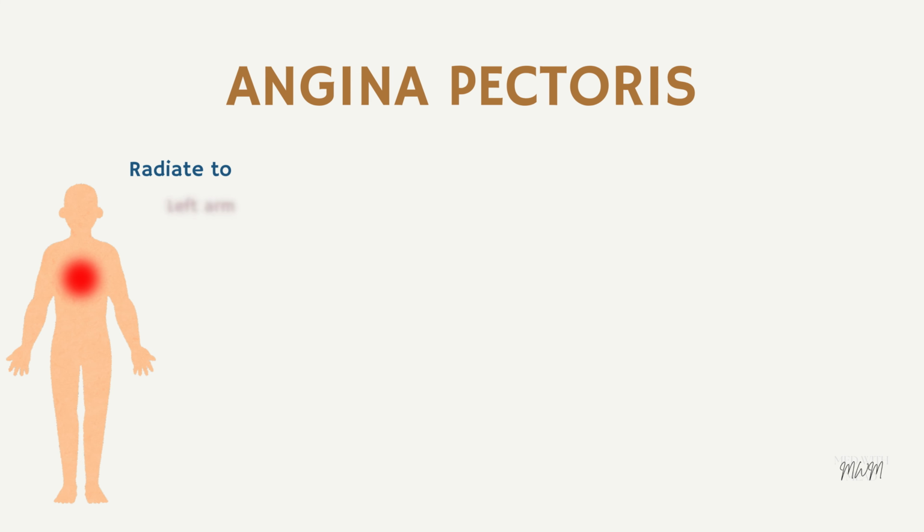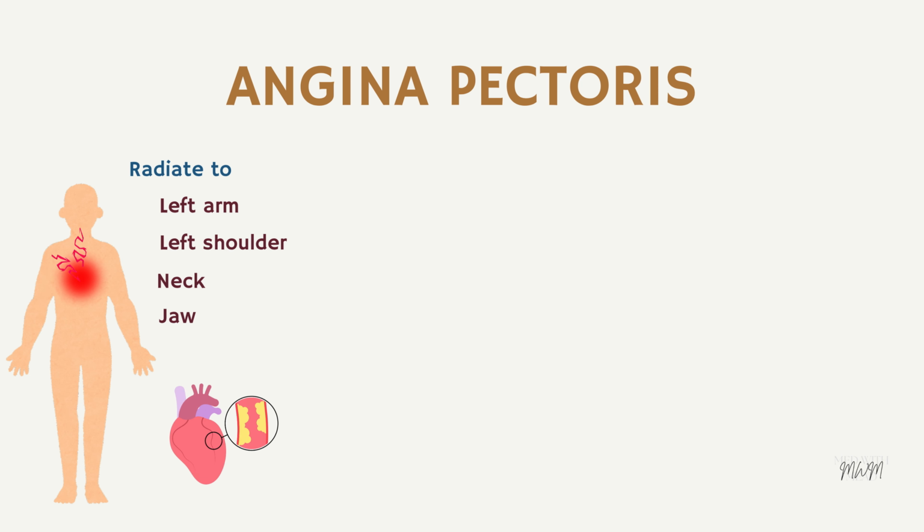To understand the symptoms of myocardial infarction, let's first talk about angina pectoris. Angina is that characteristic pressure or tightness in the chest, often radiating to the left arm, shoulder, neck, or jaw, and it happens because the heart muscle isn't getting enough oxygen.